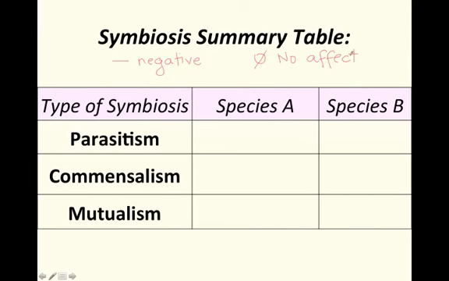Okay, just take a moment to complete this summary table in your notes. Now let's consider species A to be the species that benefits from that symbiotic relationship. What I want you to do is describe what happens within parasitism, commensalism, and mutualism for species B. Now note, I'd like a negative sign to mean a negative relationship and a 0 to mean no effect, and obviously the plus to be the positive relationship.